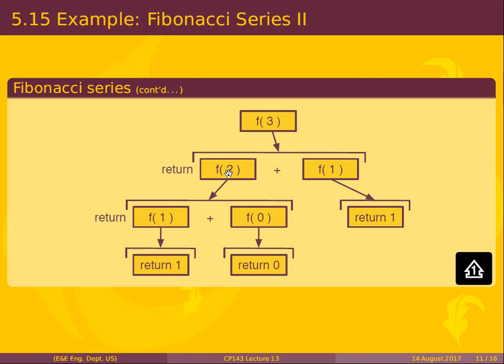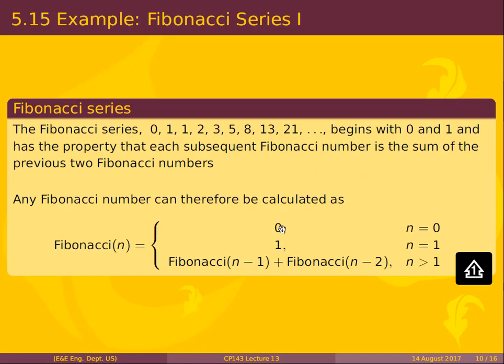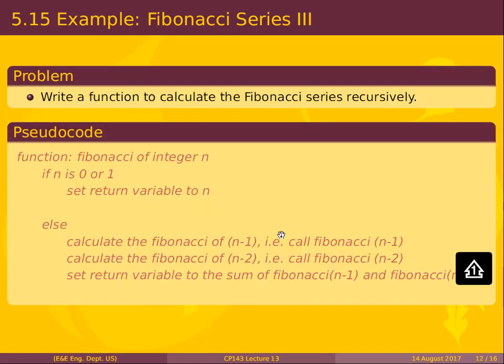But if the Fibonacci of 2 is still not in its simplest form, it can be expressed as the Fibonacci of 1 plus the Fibonacci of 0, which then each of those respectively are in their simplest forms, and you return those. So this is what it looks like if you write it in pseudocode.